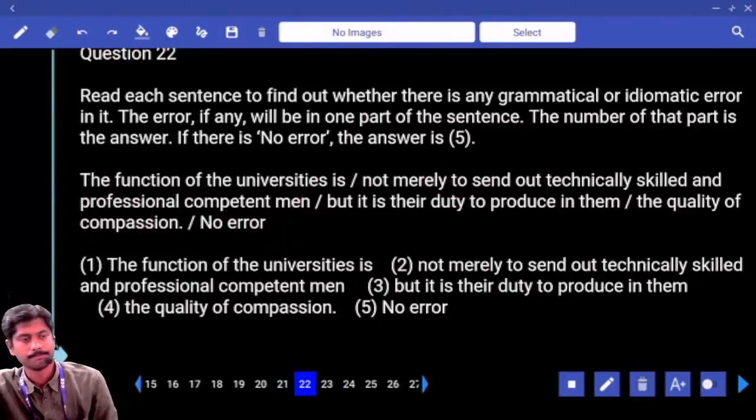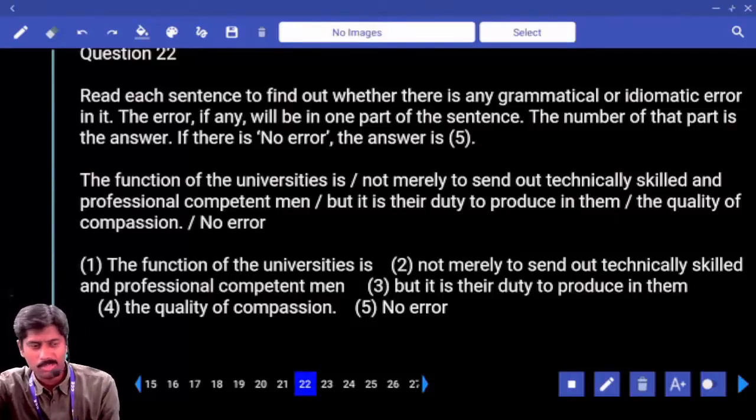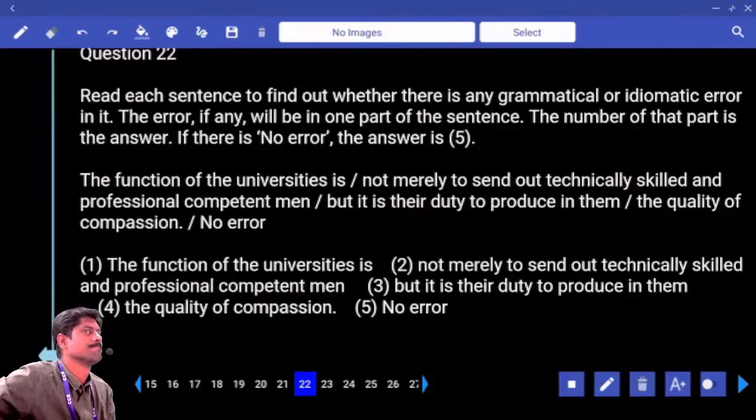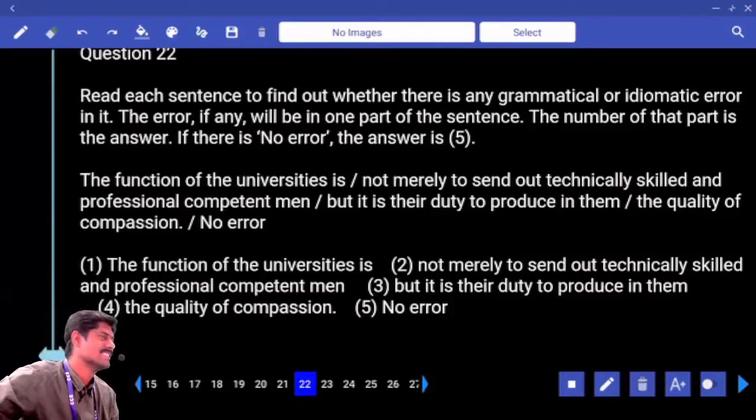Again, verb. The function of the universities is not merely to send out technically skilled and professional competent men, but it is their duty to produce in them the quality of compassion. Where is the error? Guessing the answer in the classroom is absolutely free of cost. So feel free to guess the answer.